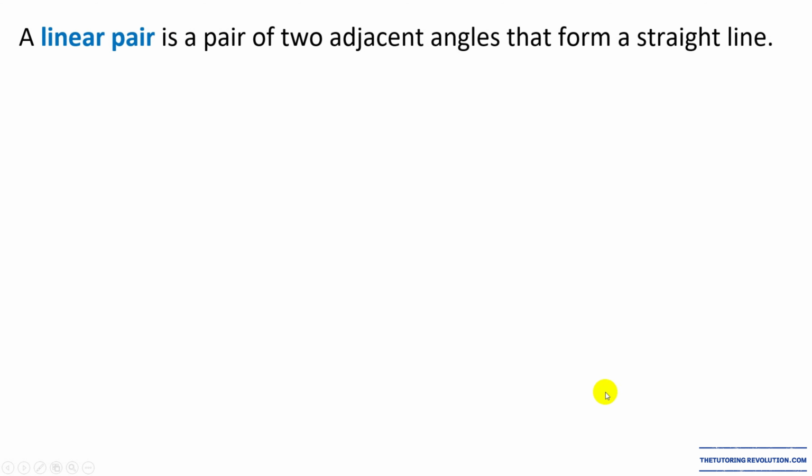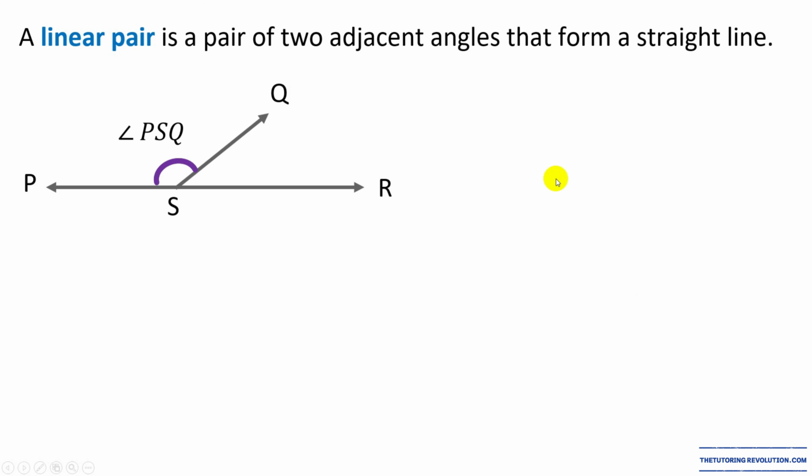Now, let's go into some of these postulates. First, let's go into this concept of a linear pair. A linear pair is a pair of two adjacent angles that form a straight line. So, right here, we have two angles, PSQ and QSR. And these two angles are a linear pair because they are adjacent and they are forming a straight line, right? They are on one side of the straight line.